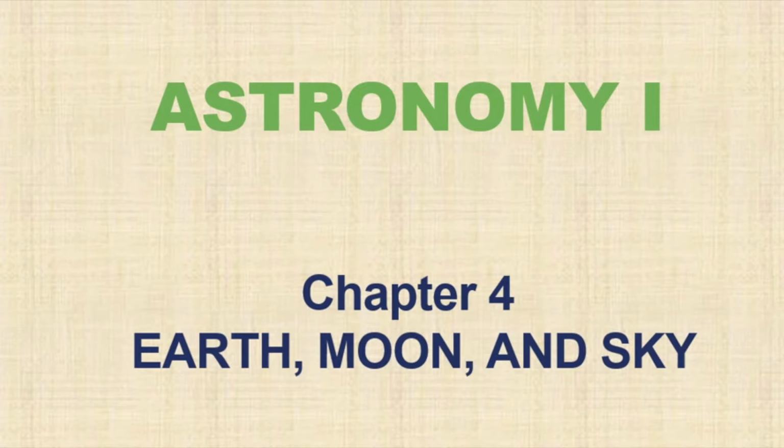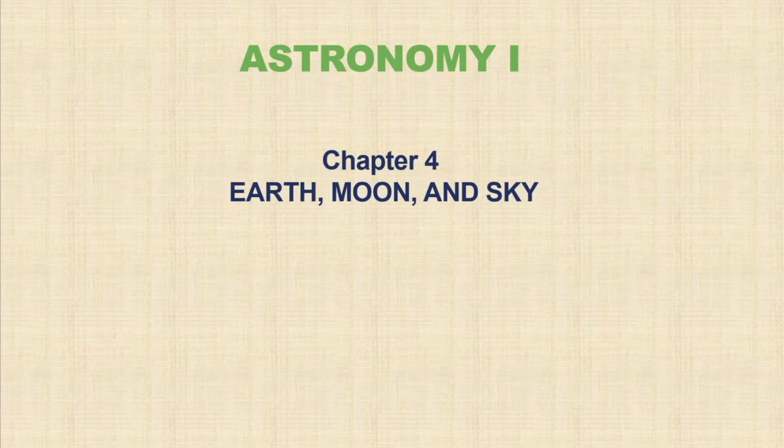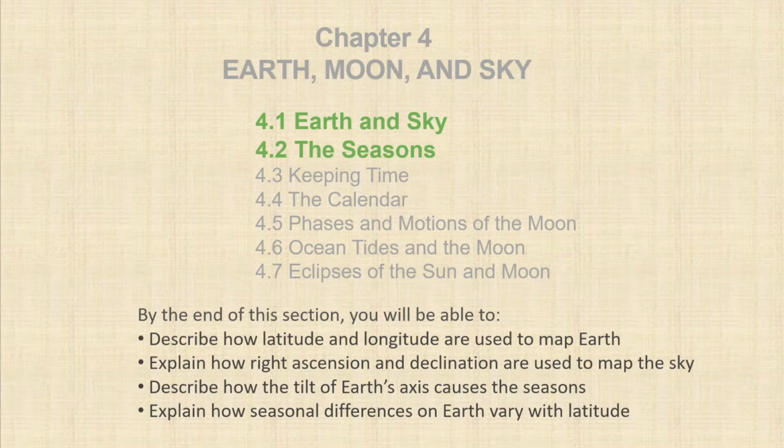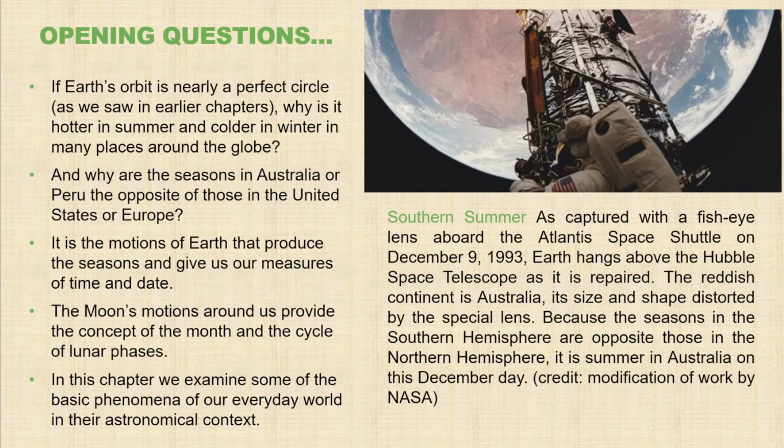So we'll continue with our Astronomy 1 lecture, Chapter 4, which is about the Earth, the Moon, and sky. Today we'll look into the first two sections, Earth and Sky, and the seasons. Mostly we will learn how to locate things, to find specific locations on Earth, a scientific method to say where I am exactly located.